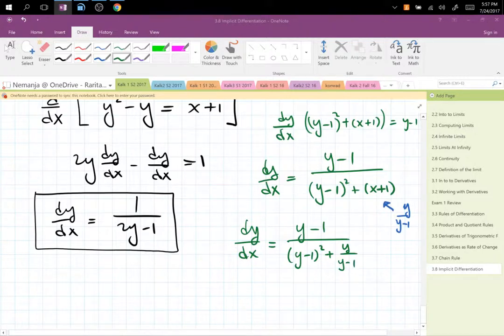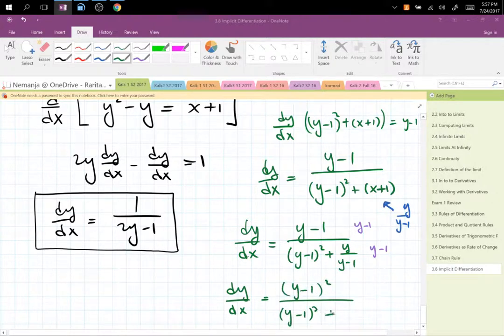At which time you multiply numerator and denominator by y minus 1 to cancel the double fraction. And this thing's just getting more and more crazy, but you have y minus 1 squared in the numerator and then y minus 1 cubed plus y. Did this help? Yeah, did not help.